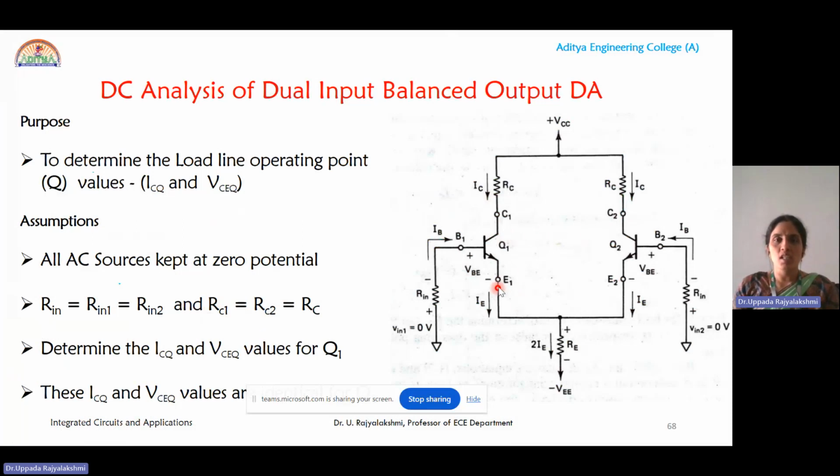Similarly, because it is identical to each other, the two input resistors are also equal. So Rin1 is equal to Rin2 is equal to Rin.